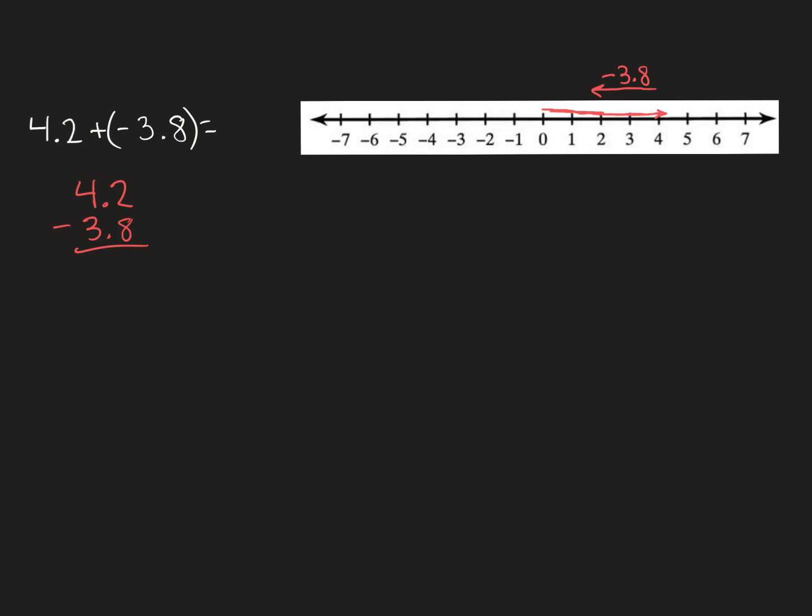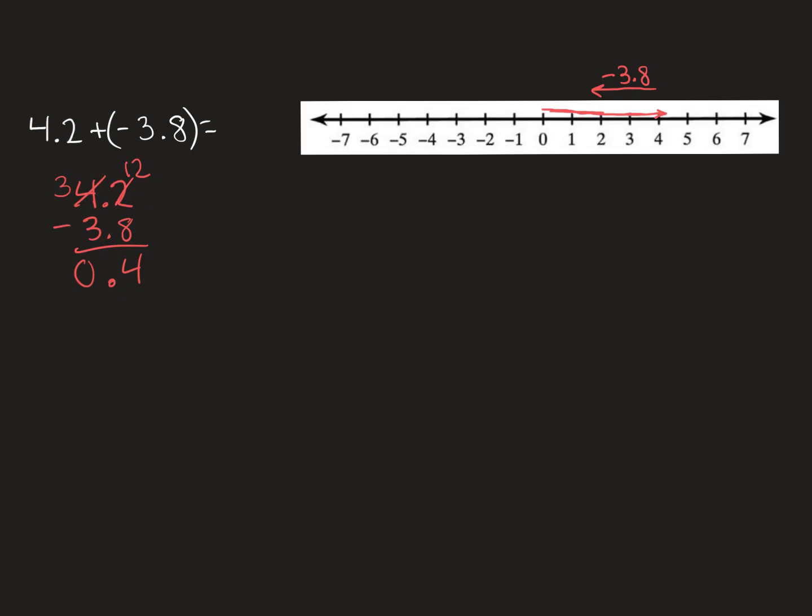And typically what we do is we will borrow. We'll borrow a 10 from here, so that goes down to 3, and then that 10 gets added to the 2. 10 plus 2 is 12. Now we can subtract down. 12 minus 8 is 4. Here's our decimal. And 3 minus 3 is 0.